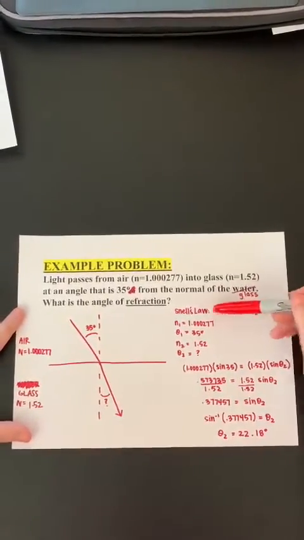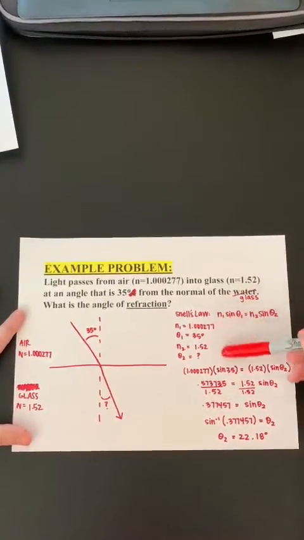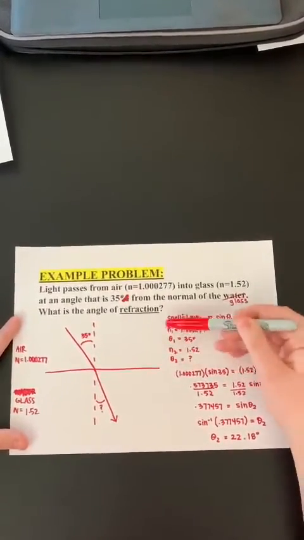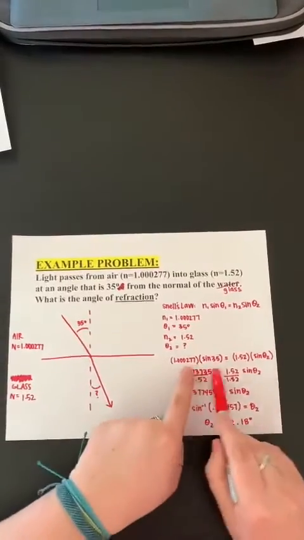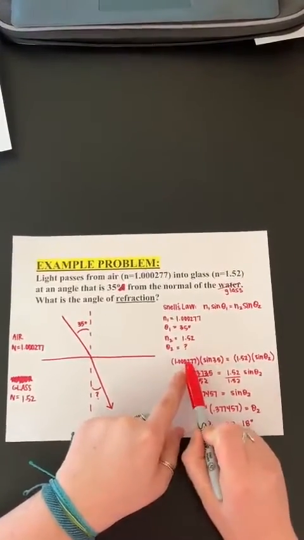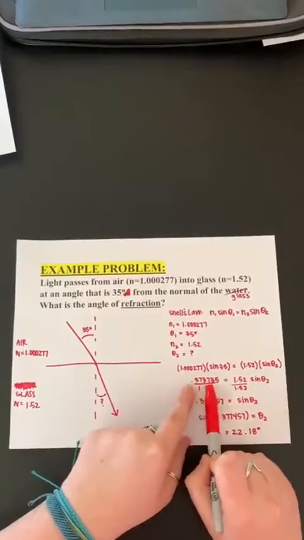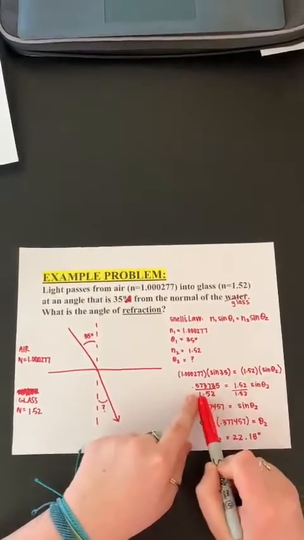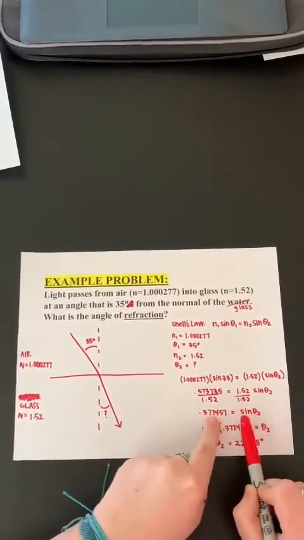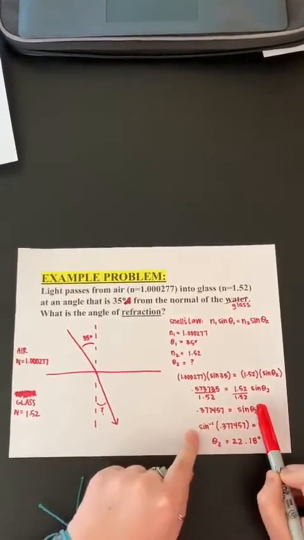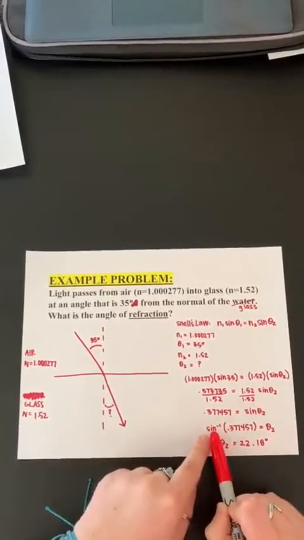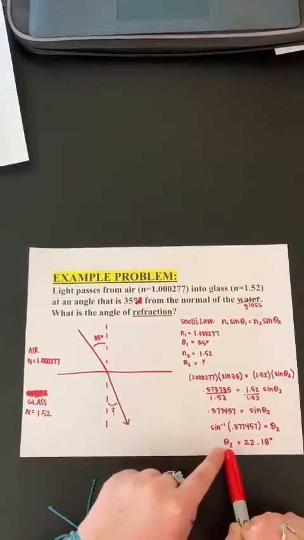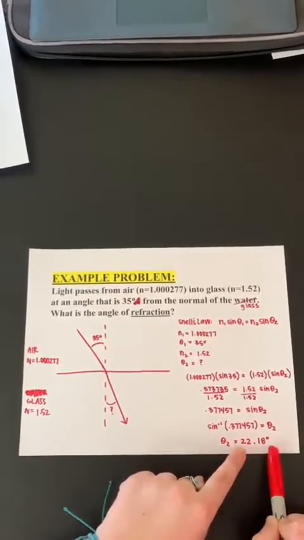We're going to be using Snell's law to solve this. I've put the accompanying values to each of the numbers in our equation and set it up as follows. The first thing that we do is multiply these two values together, which gives us this number. The next thing that we do is divide by 1.52 on both sides. This gives us the value for the sine of theta 2. In order to get theta 2 by itself, we must take the inverse sine of this value. This gives us theta 2, which is our angle of refraction, which is 22.18 degrees.